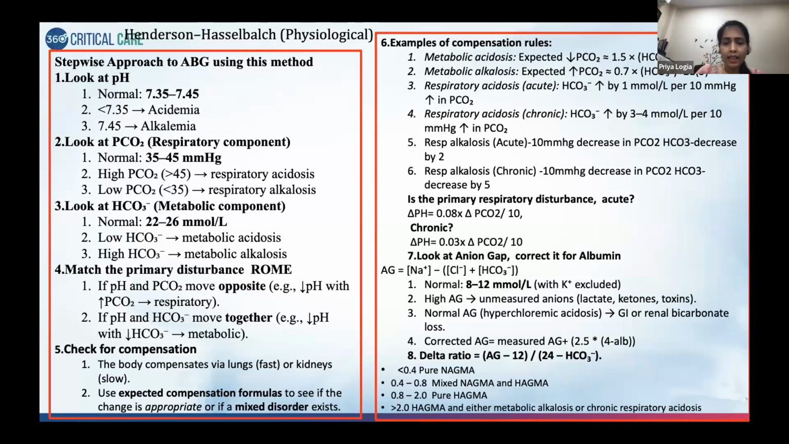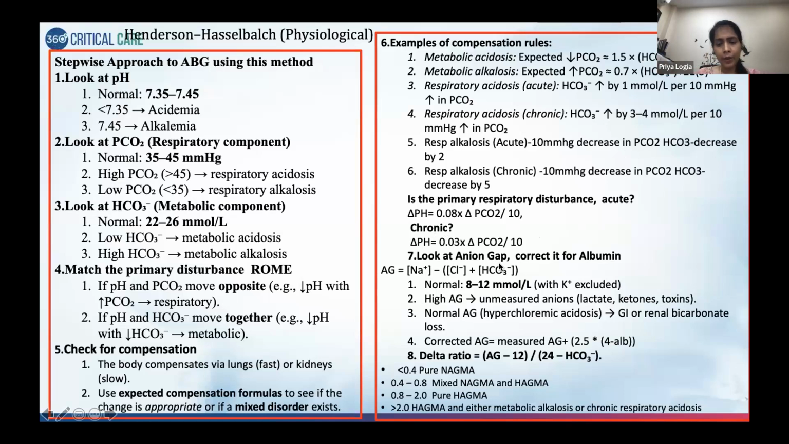So you will have to see the expected pH and the actual pH, and then interpret it. Next step: you have known the primary disturbance, you have calculated the compensation, whether it's compensated, partially compensated or not, whether there is an additional disturbance, and then look into the anion gap.